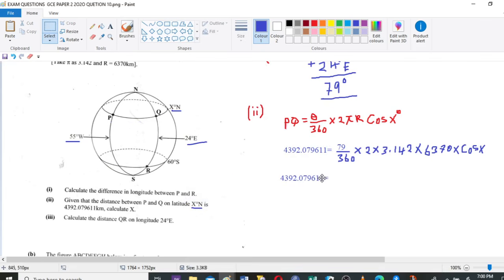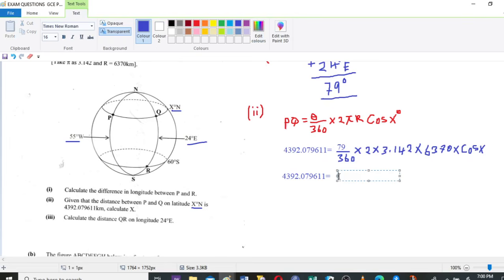So we are going to rewrite this part. Now in this part we are going to write the answer that I have found.